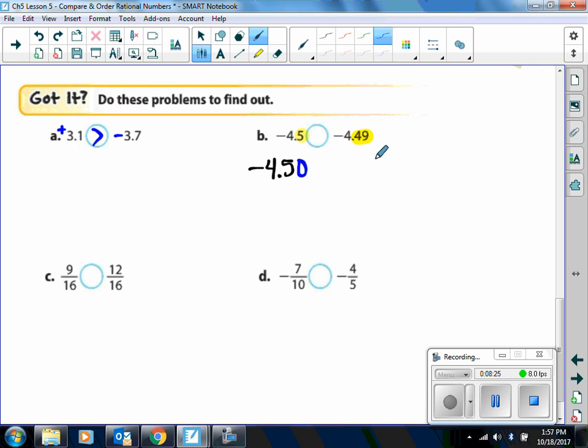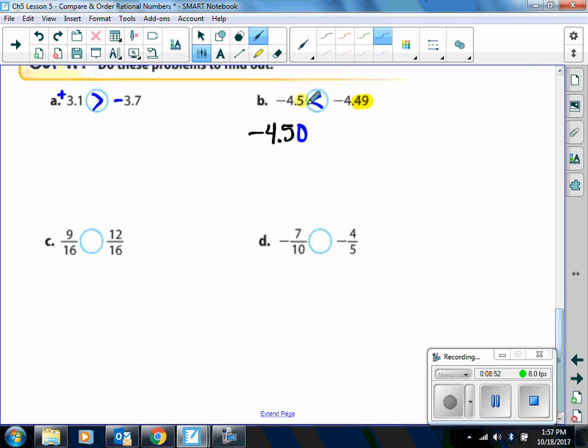Now we can compare. Okay? So remember, they're both negative, right? So the bigger the number, the smaller the value. What symbol goes in this circle? Very good. That's going to be a less than. Because 50 compared to 49, 50 is bigger, right? So that means a smaller value. You see? Good. Very good.